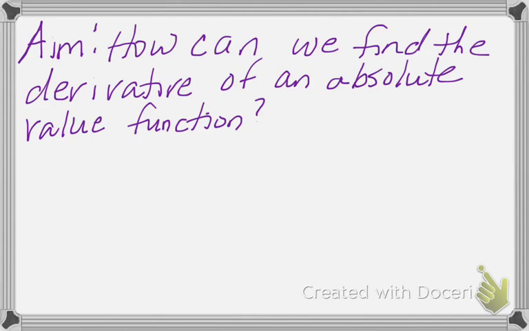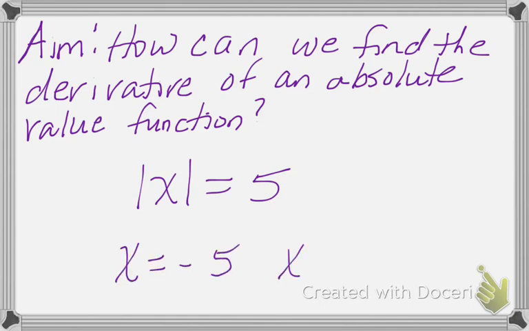All right, so this is how can we find the derivative of an absolute value function. So for example, if we have something like this, so what could x be? X could be -5 or x could be 5 because absolute value means to just change it to positive. So both of those answers would work. Okay, so that's just a little review.